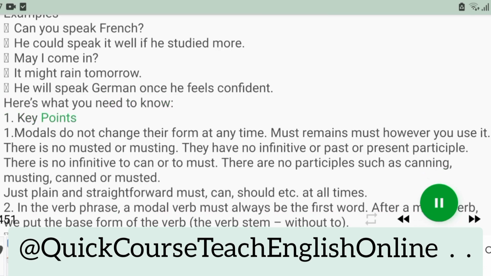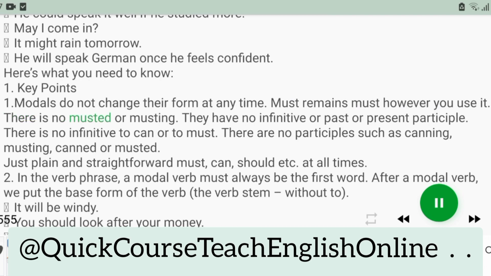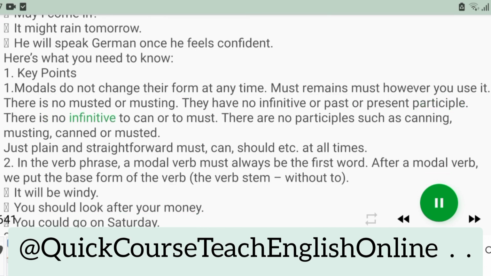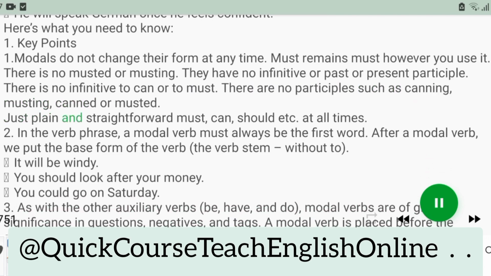1. Key points. 1. Modals do not change their form at any time. Must remains must however you use it. There is no musted or musting. They have no infinitive or past or present participle. There is no infinitive to can or to must. There are no participles such as canning, musting, canned or musted. Just plain and straightforward must, can, should, etc.